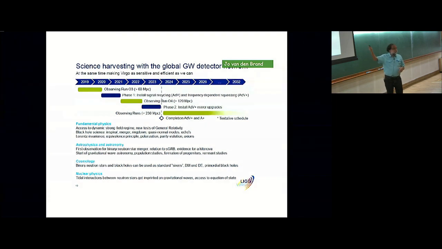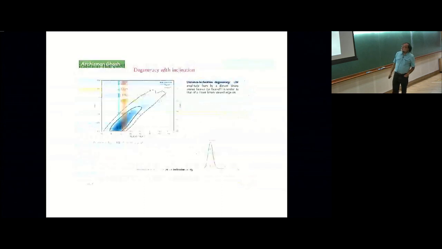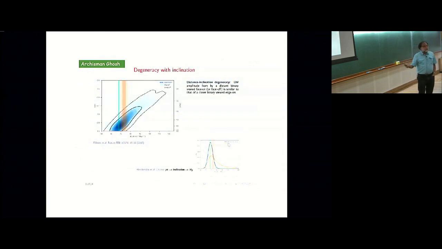There's not a lot we can do more here, so I'm going to jump ahead, but happy to talk later with anyone. See, what else do I have? Oh, this one. This is my favorite, because this is actually the only place I can offer any real science to you. Of course, this is the degeneracy between inclination angle and distance, and this comes about because we're not measuring the polarization of the waves.